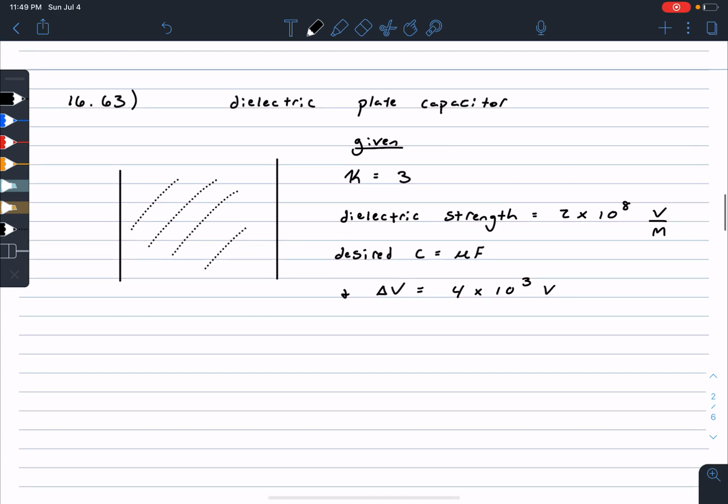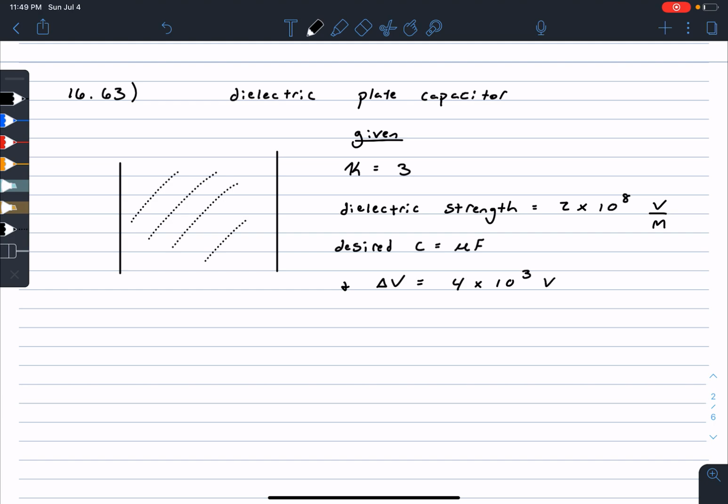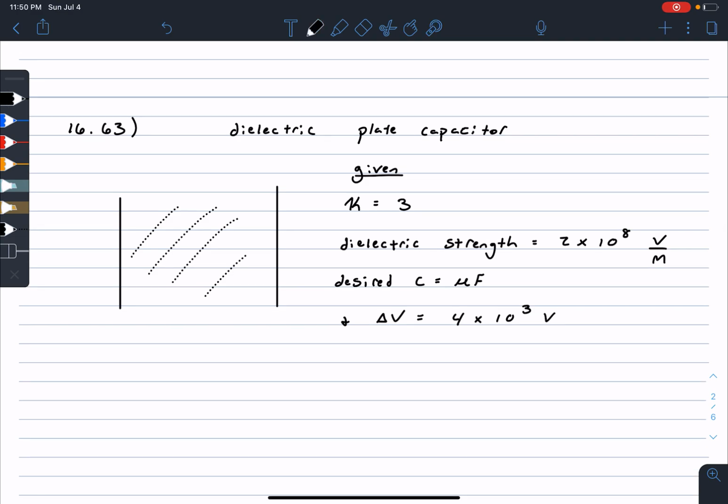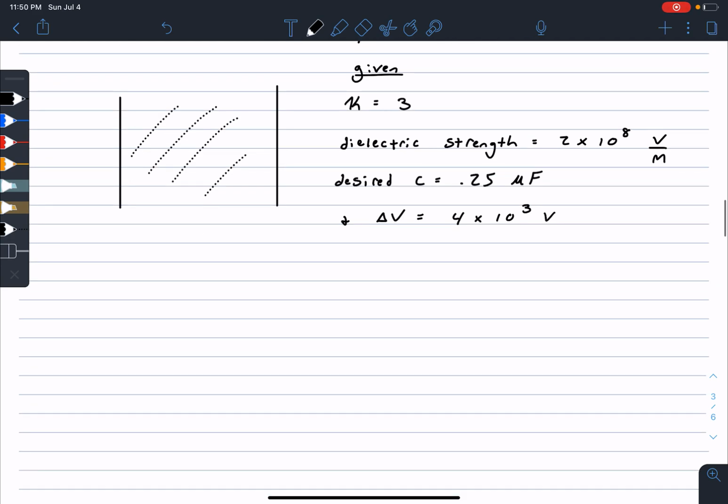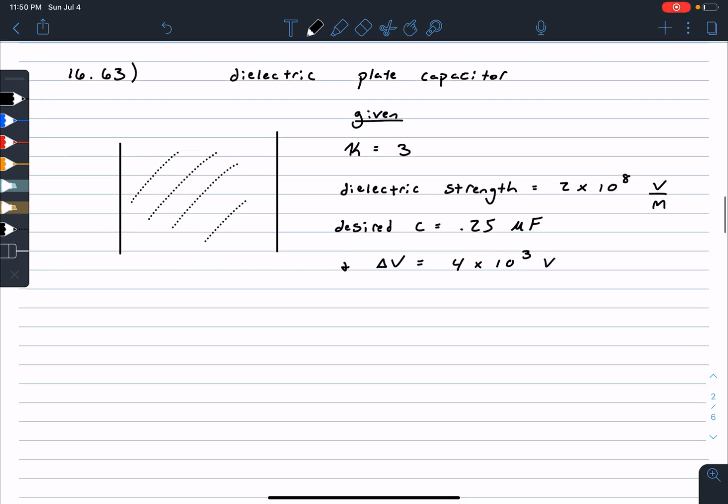Next problem, we're given a dielectric parallel plate capacitor. We're given the dielectric constant. We're also given the dielectric strength, otherwise the electric field strength, right? We know this because this is the unit of an electric field. And we want a desired capacitance. I didn't write that down right. So this is actually 0.25 microfarads. That's what we want capacitance to equal. And then we also want the potential difference to equal 4 kilovolts. So we're asked to find the minimum area of the capacitor plates.